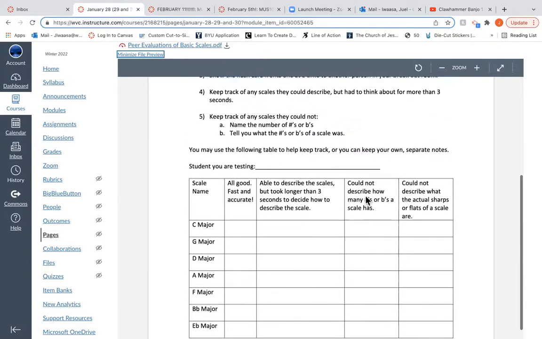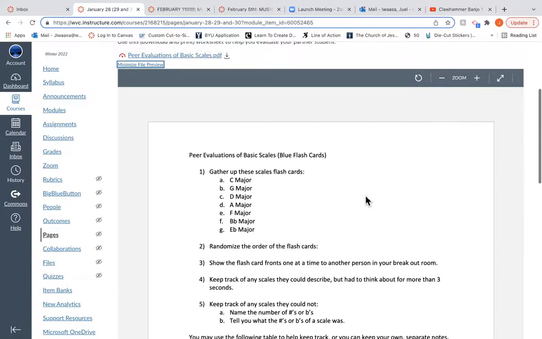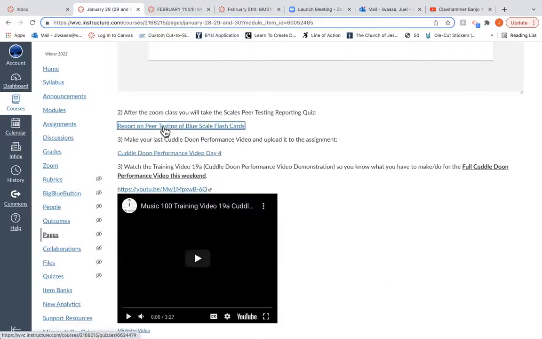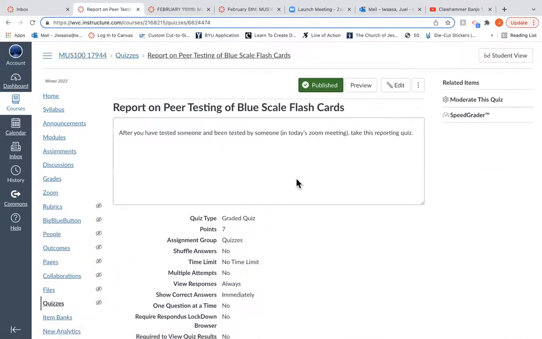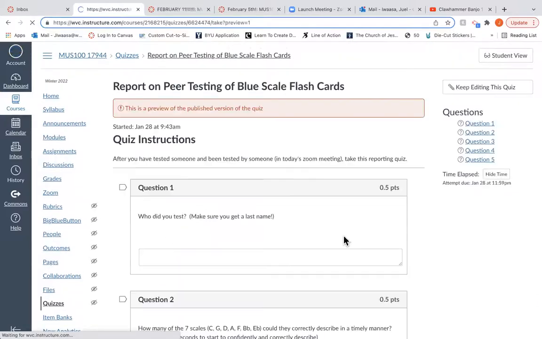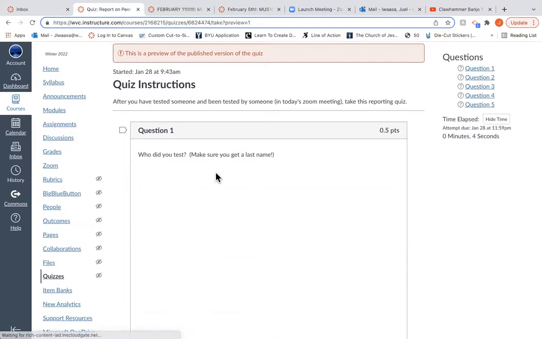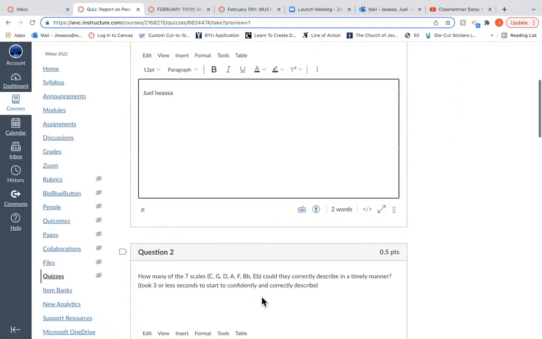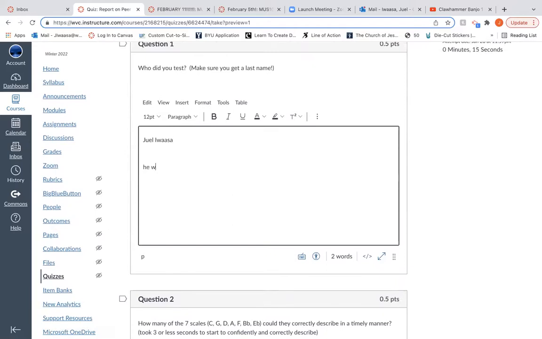You're testing each other. You can share the results with them afterwards. Okay. And then when you've done that, you're going to go over here to this reporting test right there. And the reporting test is really simple. It's a preview for you. You say, who did you test? Right? Write down their name. I tested Jewel Iwasa, because sometimes there's duplicate names in the class. Okay. And you don't need to write it. You could write like, and he was difficult to work with. No, don't actually do that. Okay. You don't have to do that. Just their name. I need to know you tested.